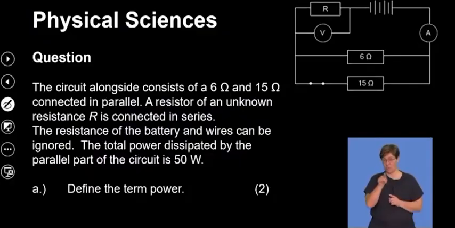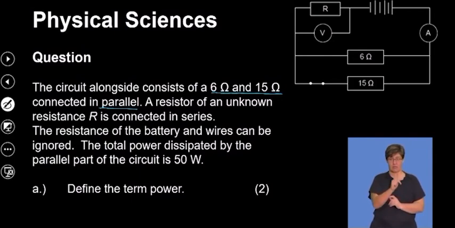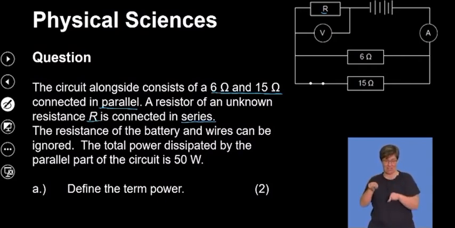Let's look at one example here. It says here, the circuit alongside, that's the circuit that's provided, consists of a 6 ohm and 15 ohm resistors that are connected in parallel. So the two resistors that are given, the 6 ohm and the 15 ohm, are in parallel, okay? Now a resistor of an unknown resistance R is connected in series. So R is connected in series while the 6 ohm and the 15 ohm are connected in parallel. Now the resistance of the battery and the connecting wires can be ignored.